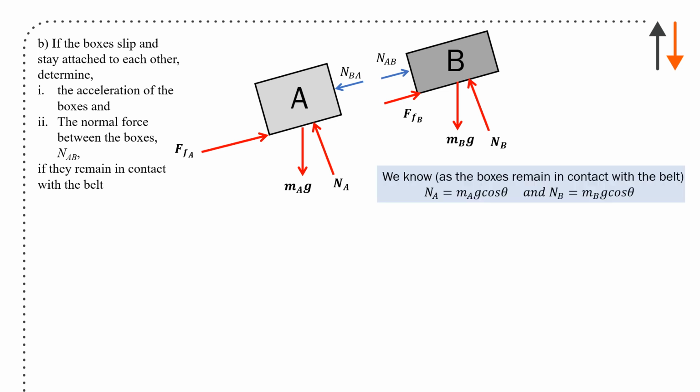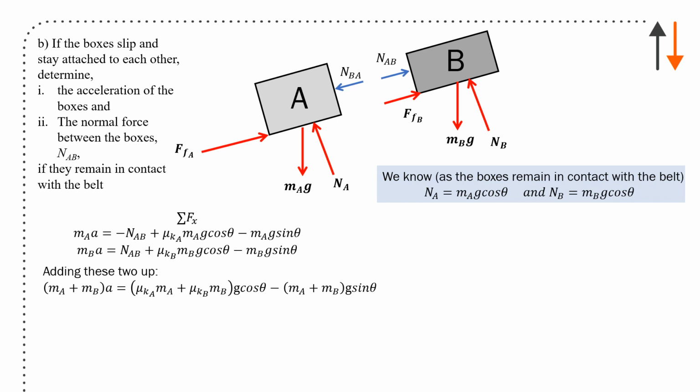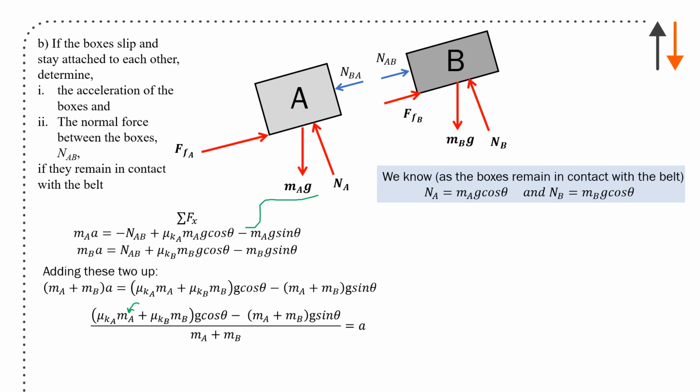We know as the boxes remain in contact with the belt, normal A equals mA g cos theta, NB equals mB g cos theta. Substituting in all the terms, you have two expressions, the normal force in one and the normal force in the other, in the two directions. You substitute them in, put everything together, and calculate the same thing. You end up with a messier expression because the mu k's are not the same, so you can't get rid of that term.